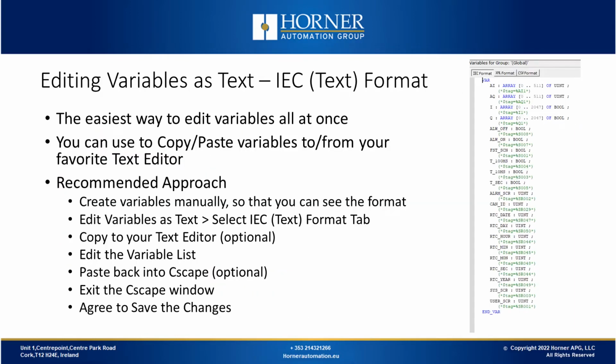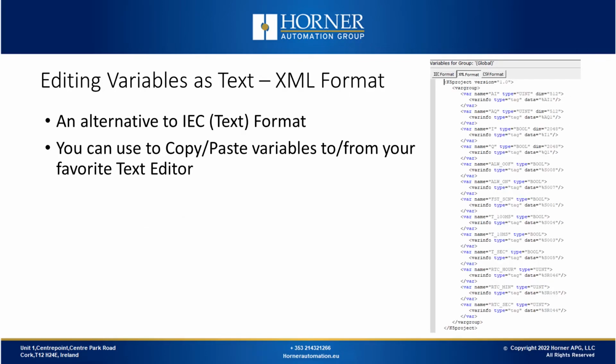Let's start with the first option, which is using IEC. This is a text format and is the easiest way to edit variables all at once. It can be convenient if you want to add variables that are similar to variables you've already created. Then you can quickly copy and paste within this window and then do some text editing to create the new variables. You could also copy and paste to your favorite text editor and work on it there, and then paste it back into Cscape.